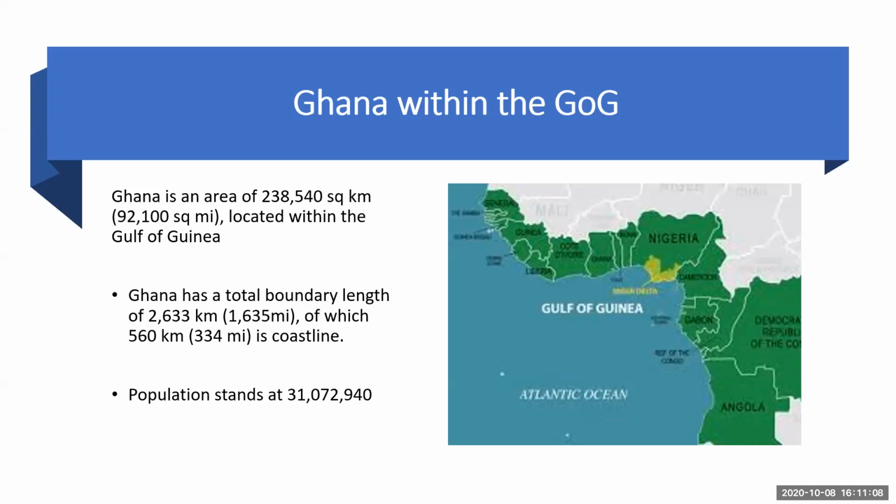Now, Ghana has an area of about 238,540 square kilometers. And as I said already, it's located within the Gulf of Guinea. It has a total boundary length of about 2,633 kilometers, out of which 560 kilometers constitutes the coastline.